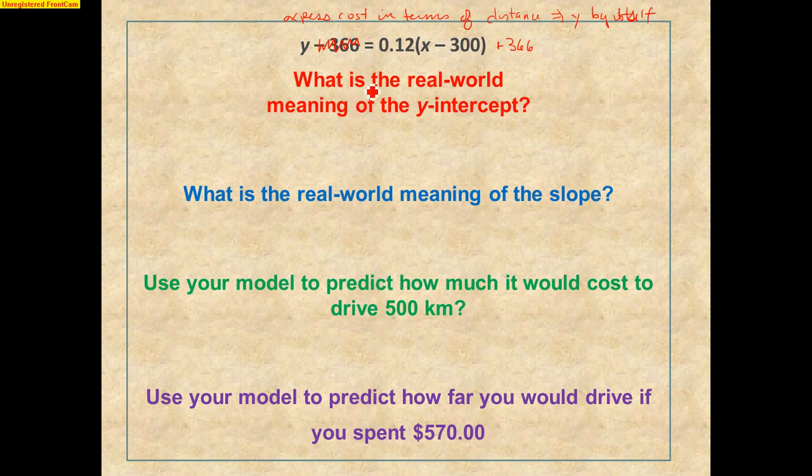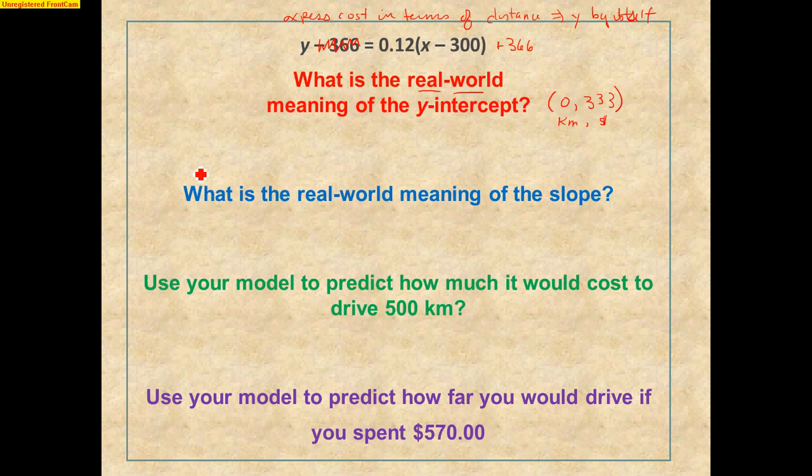So it asks, what is the real world meaning of the y-intercept? That just means interpret the y-intercept. So the y-intercept, remember, we found was 0, 333. What does that mean? I know you can find it, but remember, x was kilometers and y was dollars. So what does that mean?